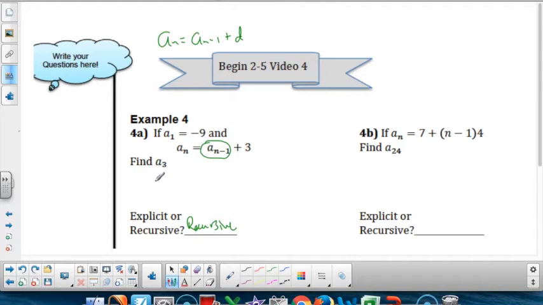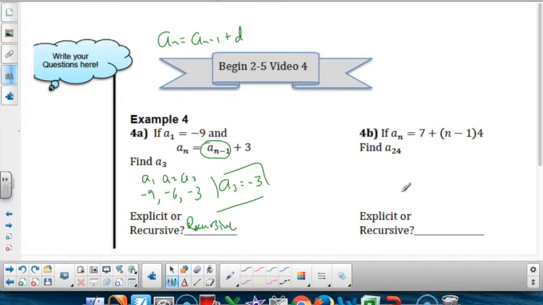So to find a sub 3, I'm going to say a sub 1 is negative 9. For a sub 2, I'm going to add 3. So negative 9 plus 3 is negative 6. And then to find a sub 3, I'm going to add 3 again. Negative 6 plus 3 is negative 3. So a sub 3 is negative 3. And there's that answer.